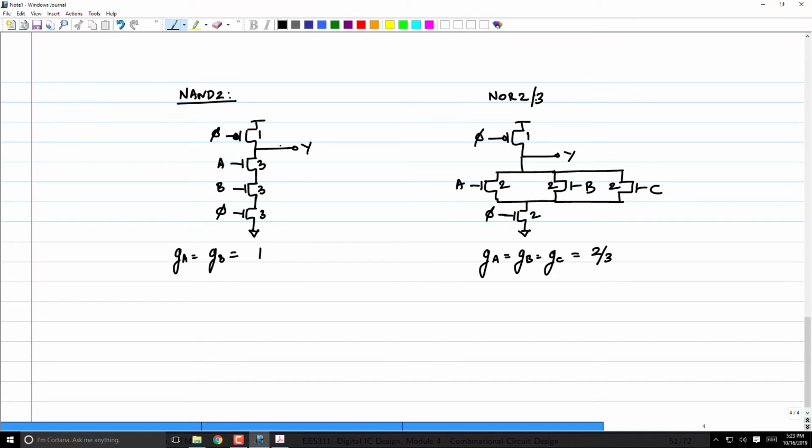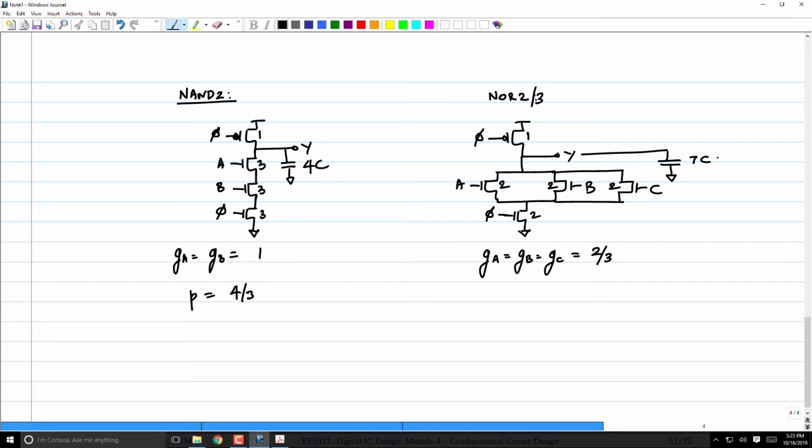And what about the parasitic effort? Let's say that for parasitic effort, I'm just going to count the diffusion capacitance. What's the diffusion capacitance on the output? 4C, right? So what is the parasitic effort here? 4 by 3. What about here? This is 7C. Now what happens if I increase the number of inputs to the NOR gate?